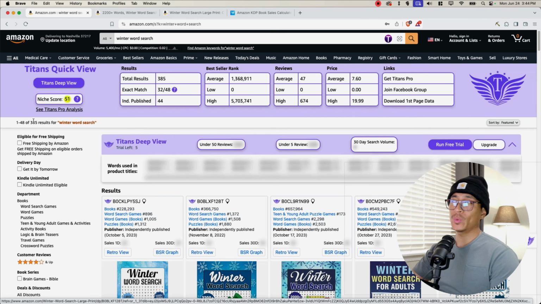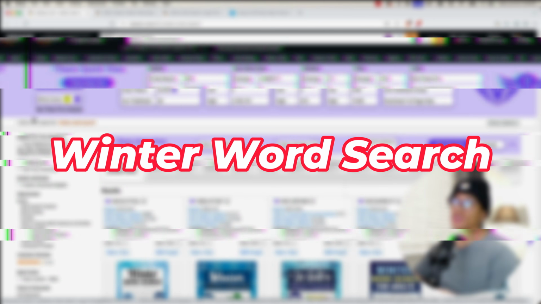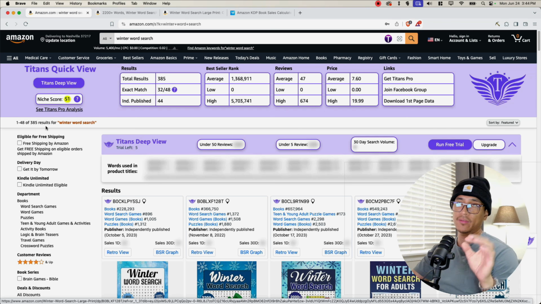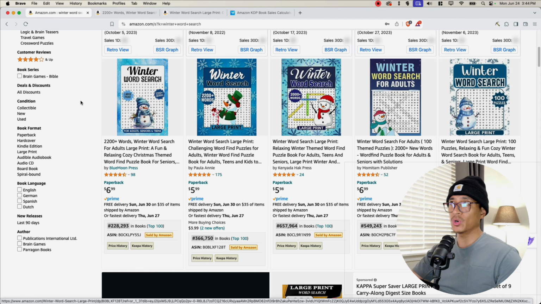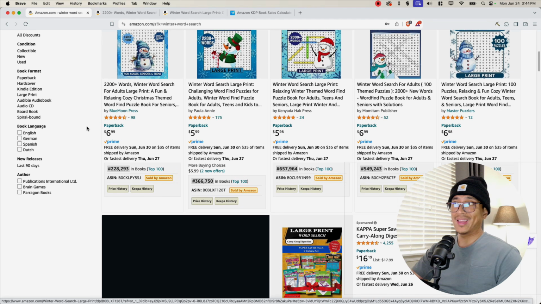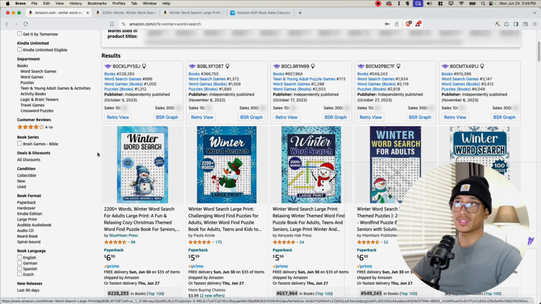Now, the next niche we have is the winter word search. And so we can see here, first thing is the niche score of 51. It's already above the 50 that I'm looking for, so that's a good sign. And it has 385 results, so not too competitive. And if we scroll and look through some of these books, you're going to see they all look very similar. But there's already books that are selling right now.